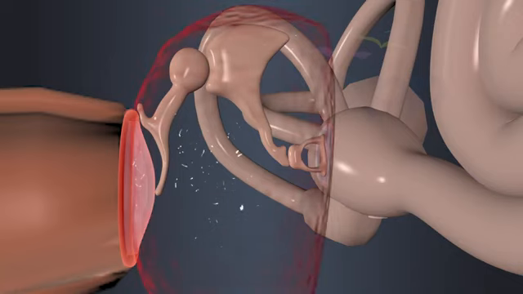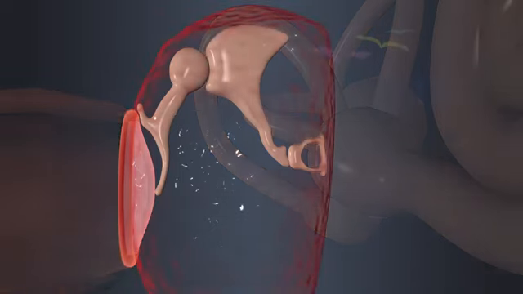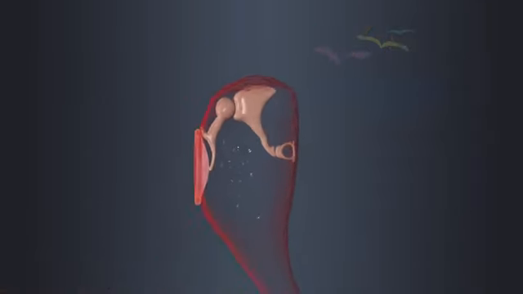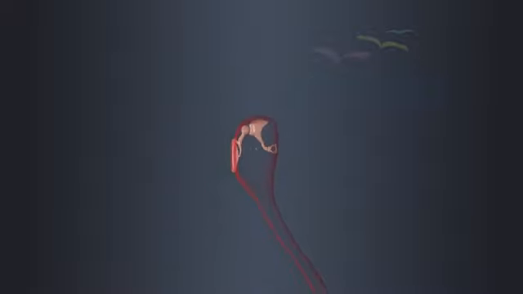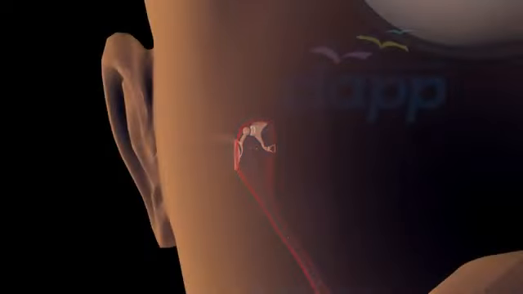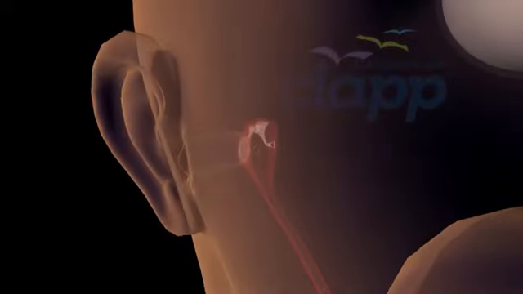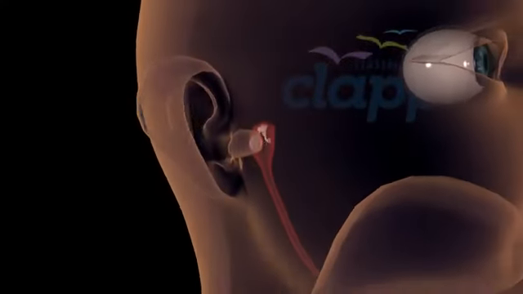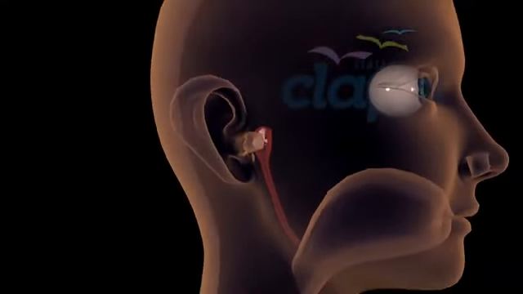Middle ear also contains the eustachian tube. Eustachian tube, also known as auditory tube, is a narrow passage that connects the middle ear to the pharynx, situated behind our throat. It helps to maintain proper air pressure inside the middle ear. It is essential for normal hearing and preventing damage to the eardrum.